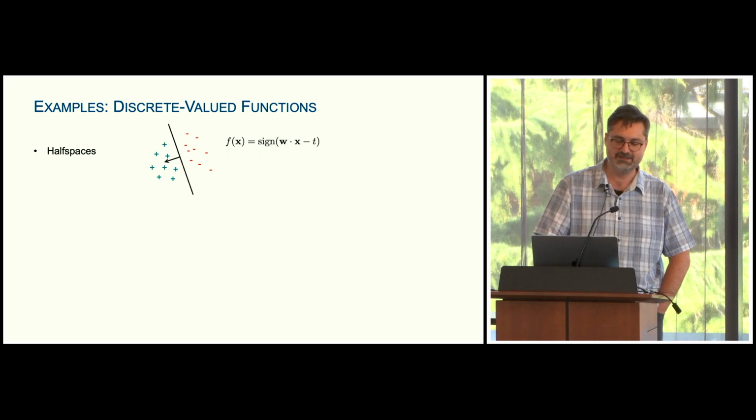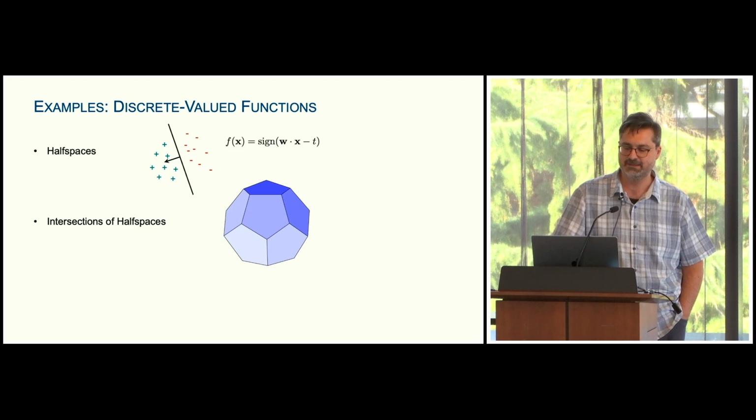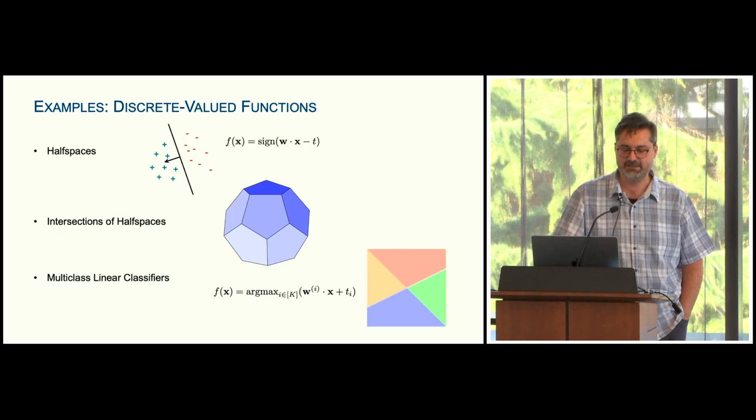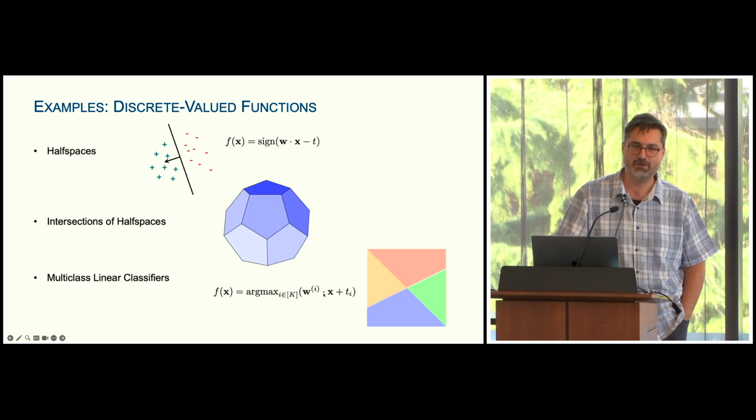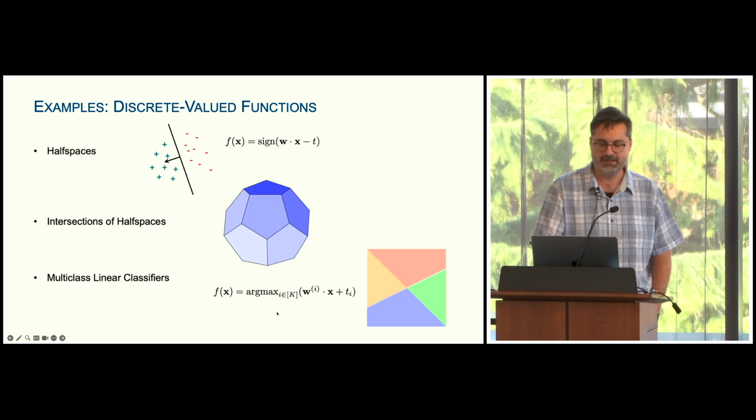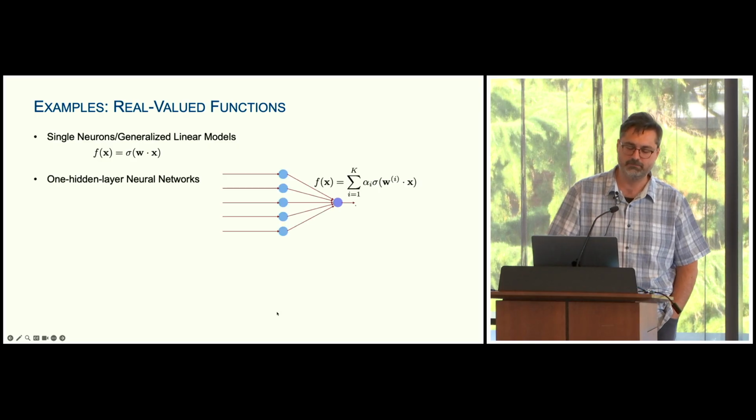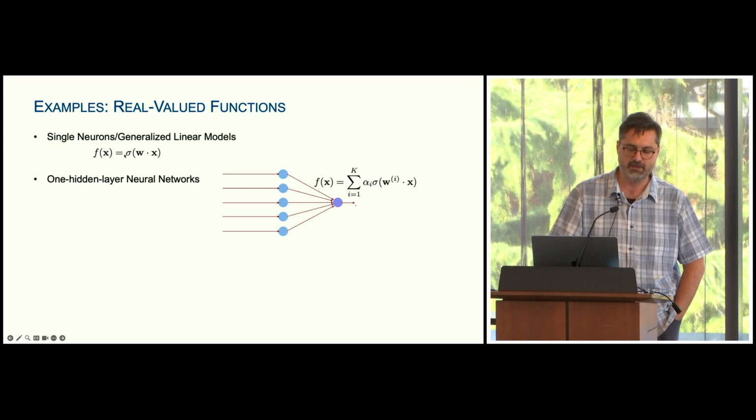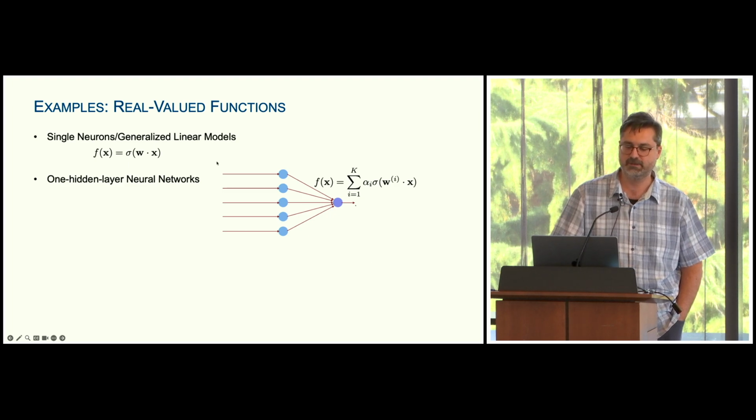All right. Now, generalizing this, we get intersections of half spaces. Another generalization is a multi-class linear classifier, which I'm going to talk a lot about, but here is a definition. In terms of real-valued functions, you can take just a single neuron, so some activation sigma applied to a linear form w dot x. This is called a single index model, or a generalized linear model, depending on whether sigma is known or unknown. One hidden layer, so a linear combination of single neurons, is also a multi-index model where k, the dimension of the hidden subspace, is the number of terms in the sum.